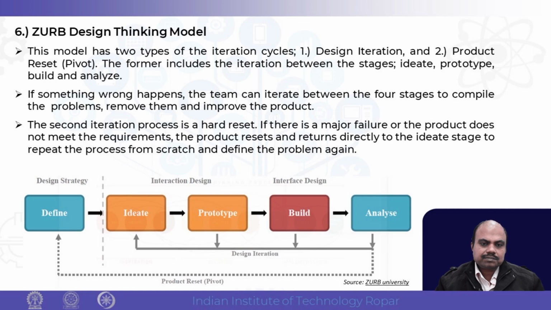The second iterative process is a hard reset. If there is a major failure in the product and it doesn't meet the requirements, then what happens? At that time the product resets and returns directly to the ideate stage to repeat the process from scratch and define the problem again.